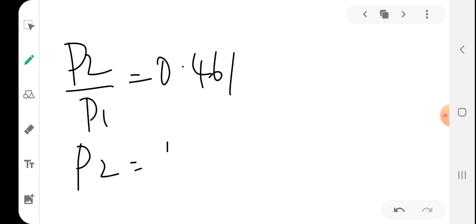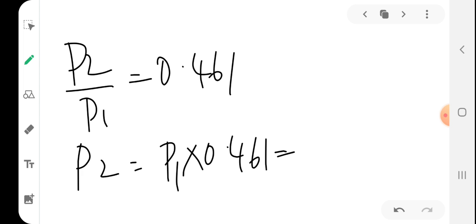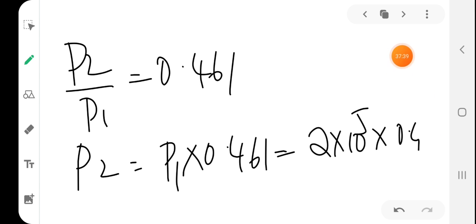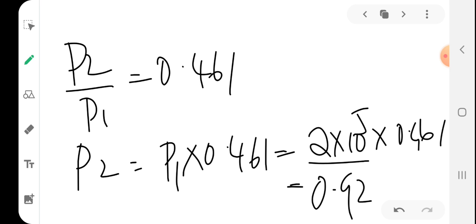So P2 will be P1 into 0.461. That P1 is already given as how much? 2 bar. 2 bar means 2 into 10 raised to 5, into 0.461. That will be 0.92 into 10 raised to 5, or 0.92 bar. So the pressure at the second section is 0.92 bar.